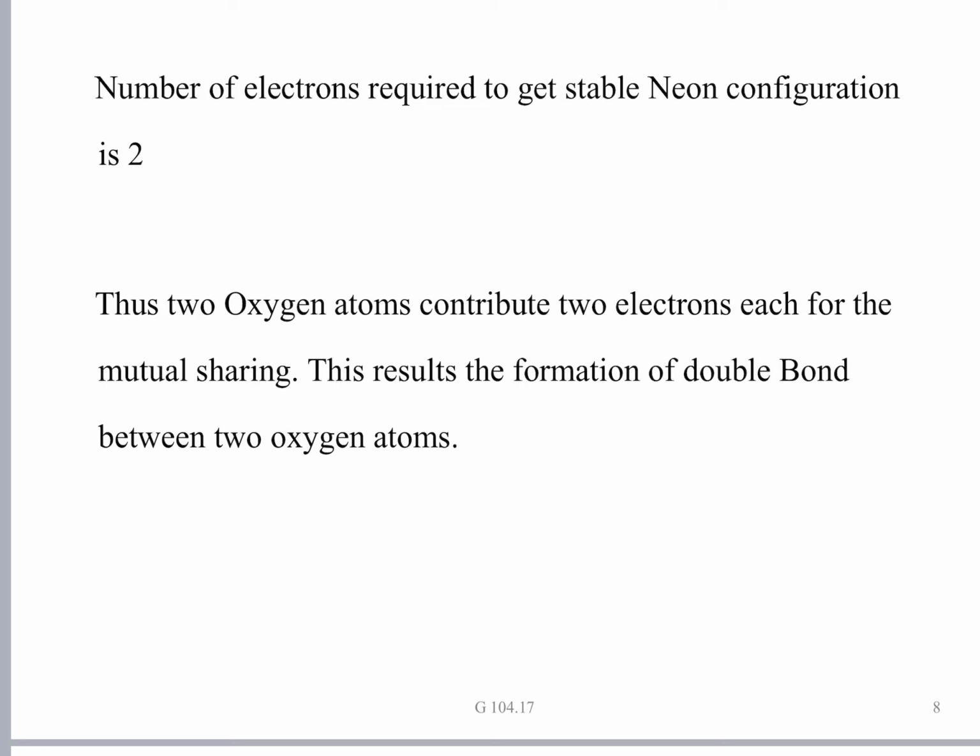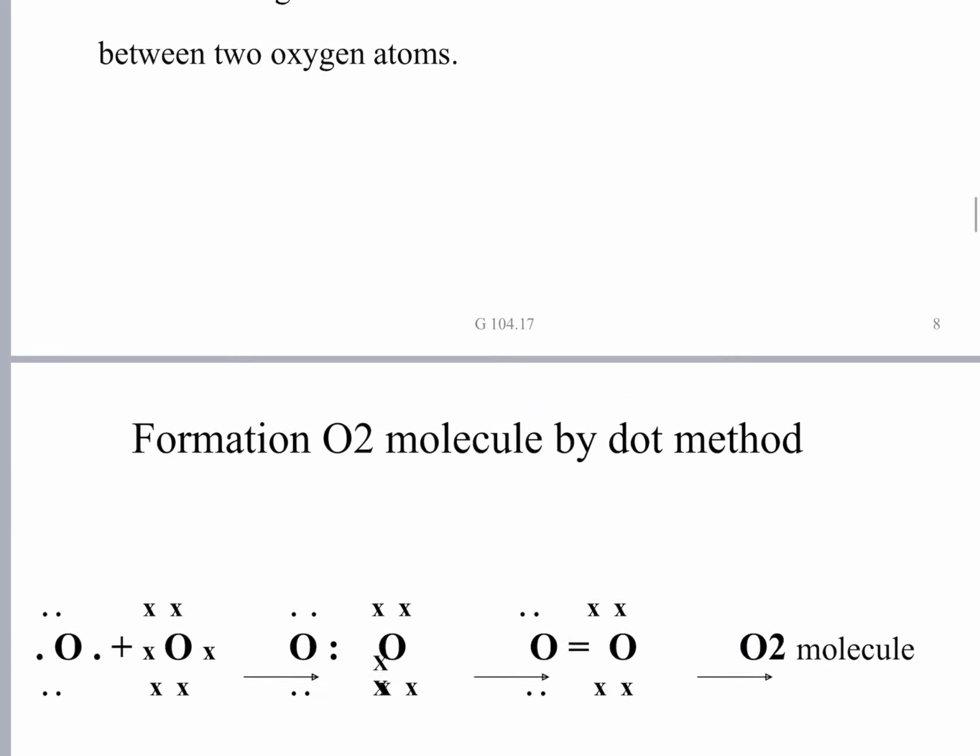Okay. So, the 2 oxygen atoms contribute 2 electrons each. So, two pairs of electrons will be shared between the two oxygen atoms in the oxygen molecule. Okay. So, this results in the formation of a double bond. If one bonding pair is shared, a single bond is formed. If two bonding pairs are shared, a double bond is formed. It's quite obvious. Okay. Let us see how it happens.